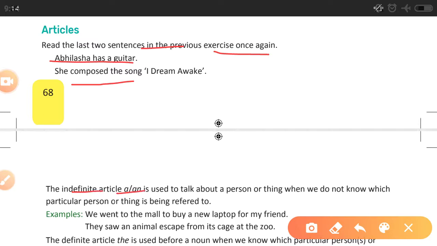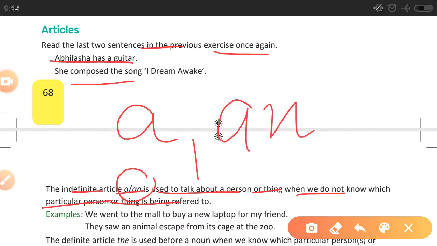The indefinite article is used to talk about a person or thing when we do not know which particular person or thing is being referred to. It means that when we don't know who the person is, when we don't want to particularize a person, it could be any person, anything, so we use an indefinite article. So what are indefinite articles? A and An. We call them indefinite articles because we don't know to which person or thing they refer.